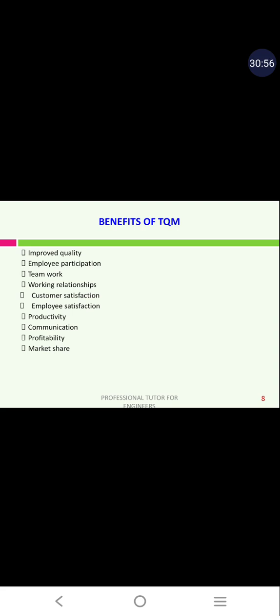Okay, so when the unwanted costs or defects are reduced, the profit of the company can be increased. And finally, market share. The company can capture the market share if the quality of the product is improved. Definitely in the market they can get a good place. Okay, so these are all the benefits of TQM when it is being implemented in a company.